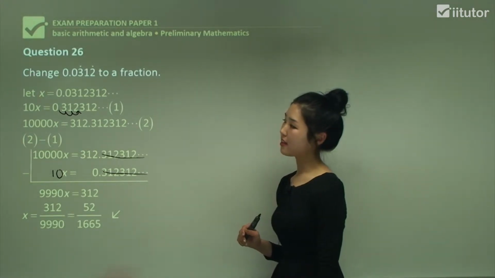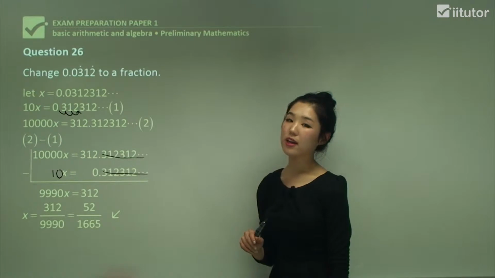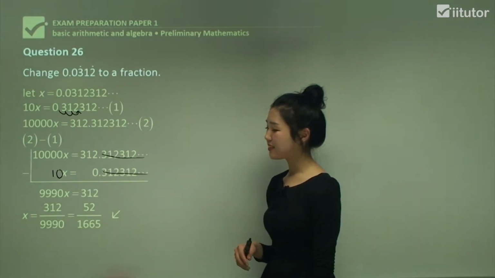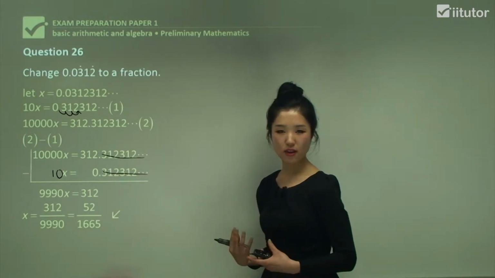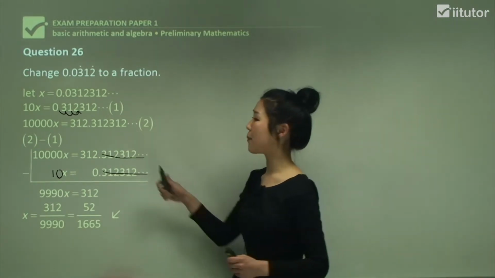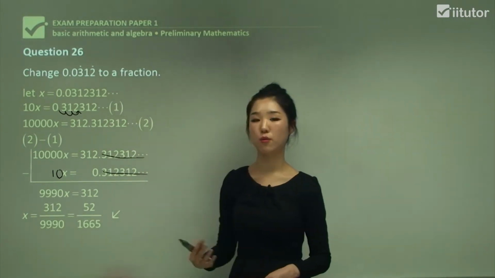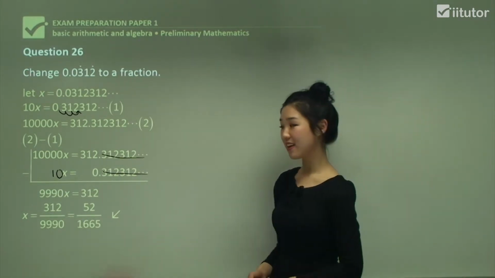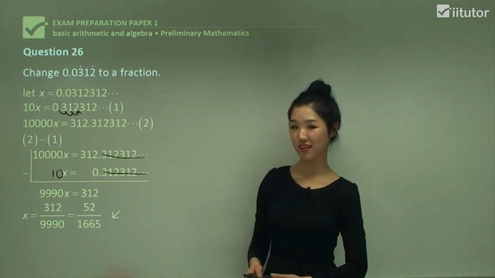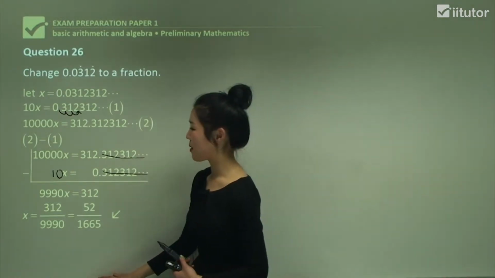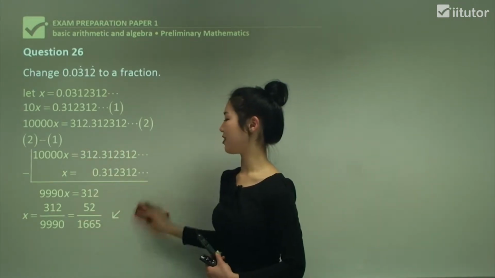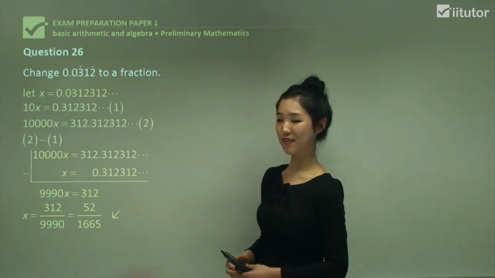And as I said in part 1, you'd like to put that into your calculator and see if the number as a decimal comes out as 0.0312. If it does, that means you've got the right answer and you will get full marks for this question. Okay, so if you do have the time, I'd definitely suggest you put it back into your calculator and check. Okay, that's question 26.